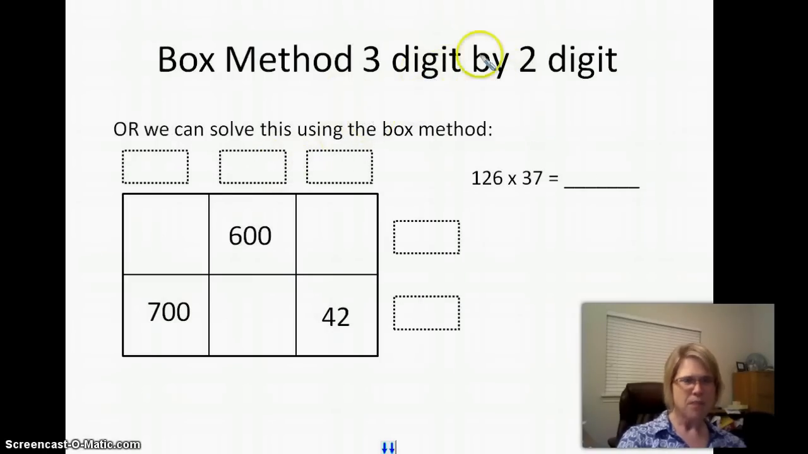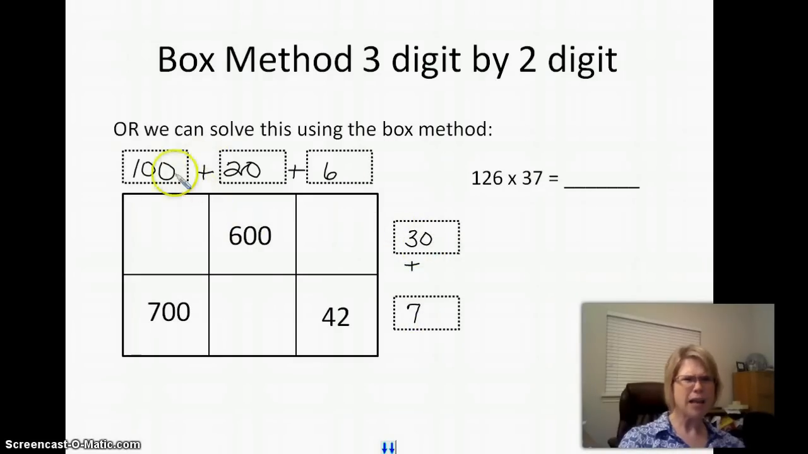Let's see, I'm going to show you how to do that with the box method like we talked about in an earlier lesson. So now instead of using a 2x2 box, we're going to use a 3x2 box. So again, the problem was 126 times 37. So we're going to use expanded form on this. 100 plus 20 plus 6. And over here on the right, it's going to be 30 plus 7. And we're going to find our partial product.